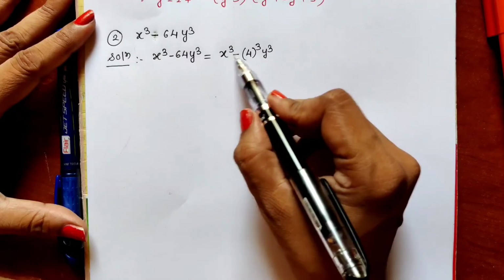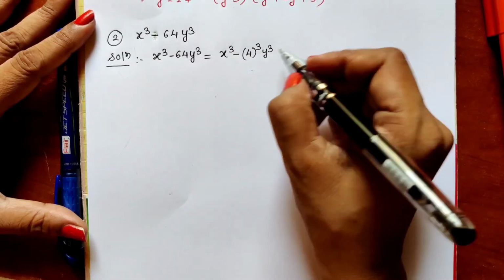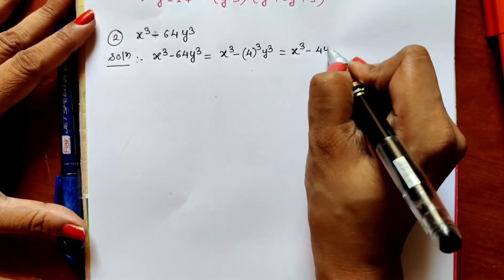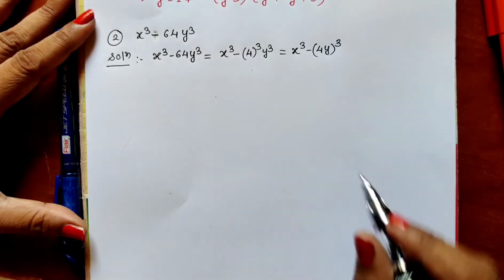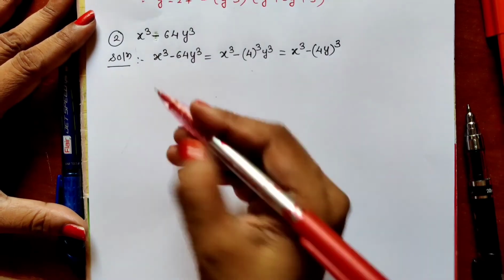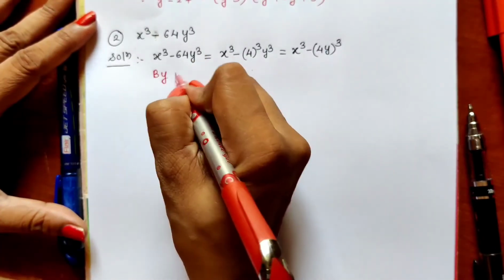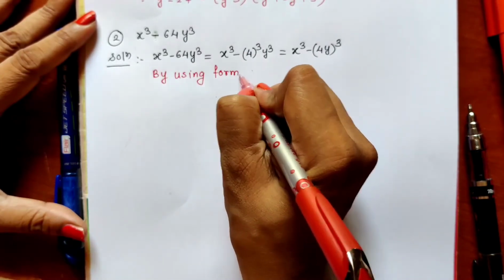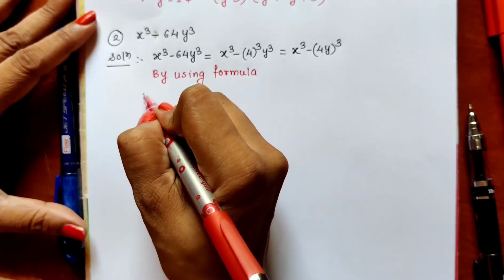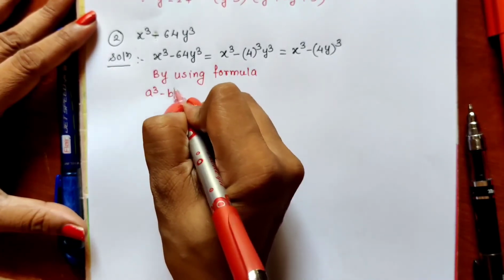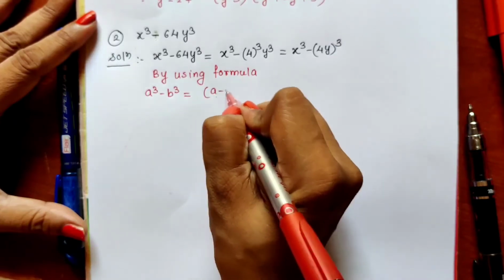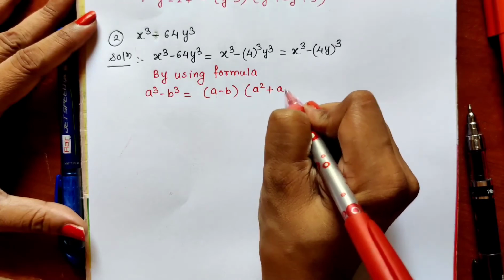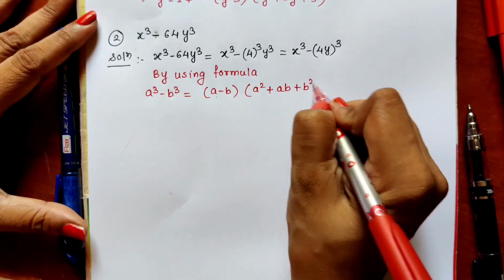Okay, so it is x cube minus 4 cube and y cube. So this can be written in combined form, x cube minus 4y cube. Now we can use the formula. Write the formula: a cube minus b cube is equal to a minus b in first bracket, a square plus ab plus b square in the second bracket.